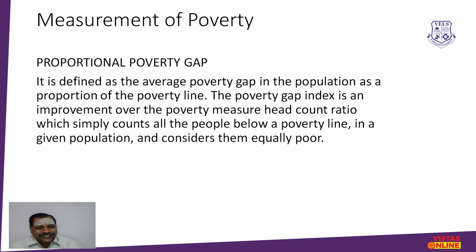We may define this particular proportional poverty gap as the average poverty gap in a population as a proportion of the poverty line. This poverty gap index is an improvement of the poverty measure of head count ratio, HCR, which simply counts how many people are under the poverty line. Instead of saying numbers, it can be expressed in percentage or ratio with a given population.